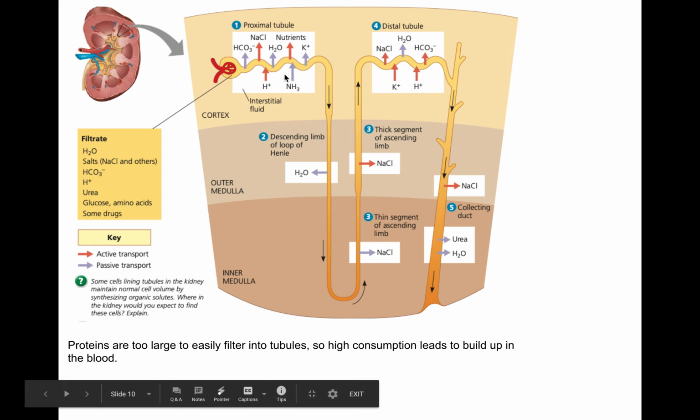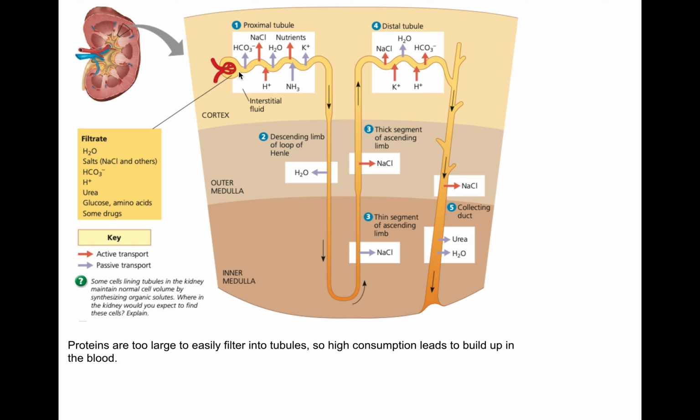So proteins are really too large to be able to filter across the membranes and into the tubules. And so if you have a high consumption of protein, this can lead to a buildup of proteins in the blood because they can't really easily get filtered out of the blood and basically secreted in the urine. So that will lead to a higher need for osmoregulation.